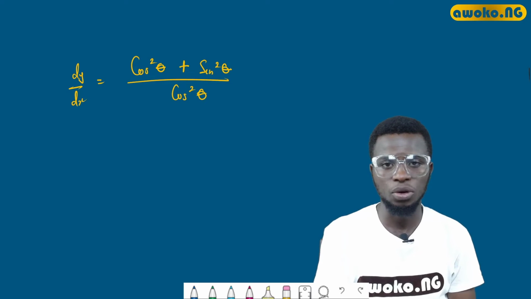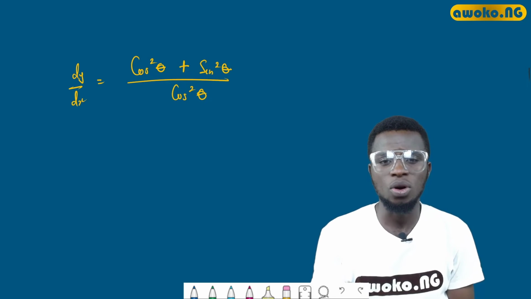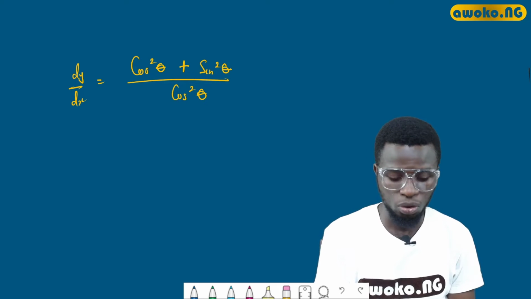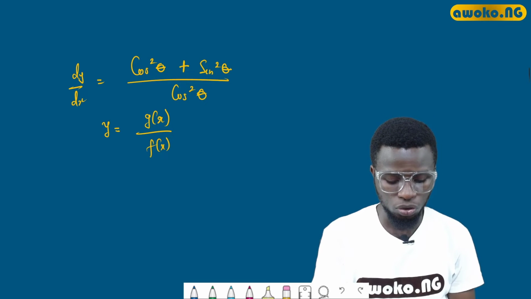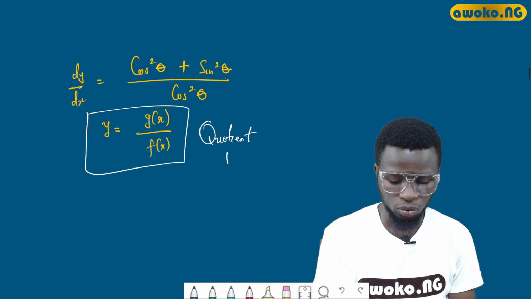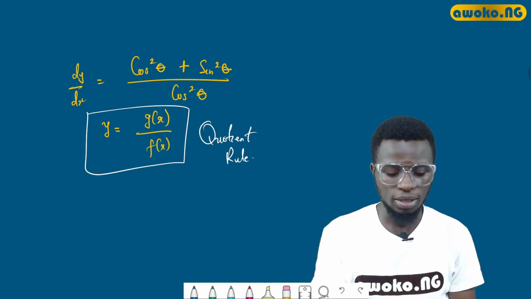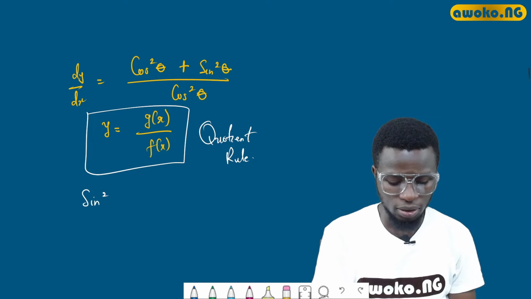Remember, we are differentiating the function sine theta over cos theta, applying the quotient rule. What then would make us know if we are to apply the quotient or product rule? The first thing is to note that when you have the function in this form, y equals g of x all over f of x, then you should know that the rule to use is called the quotient rule.